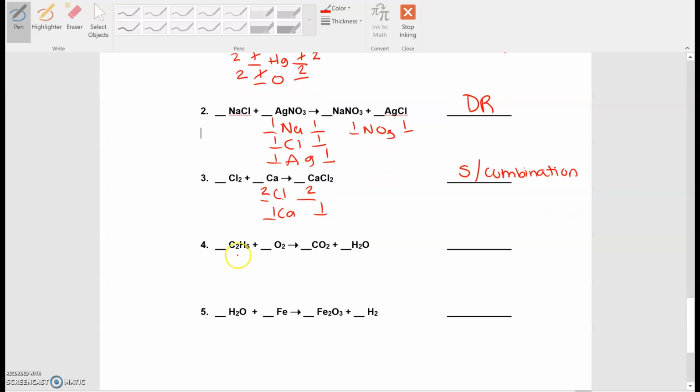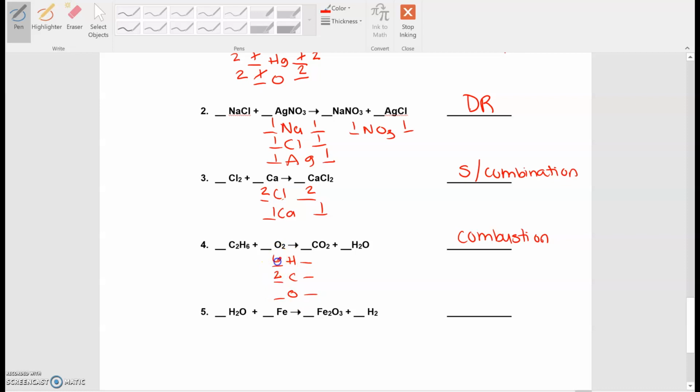With number 4, it looks like a single replacement, right? Because I have a compound and an element. But notice this is a hydrocarbon because it's carbon-hydrogen, and I have CO2 and water. So this is actually combustion. Now remember, you want to balance your hydrogens first, carbons, and then your oxygens.